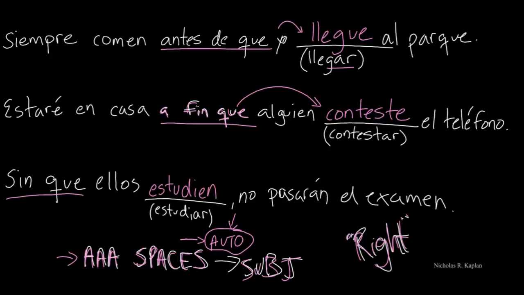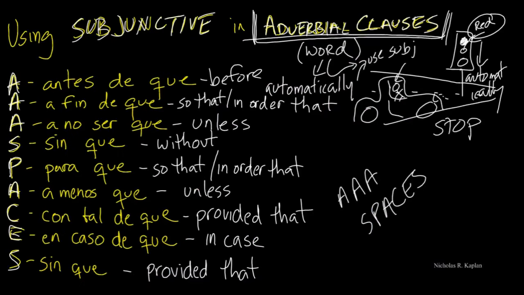Now these three examples were pretty easy because I set it up so that we would only use some of these words. And we remember that it happens in the space to the right of the verb. So when you're working with these adverbial clauses in Spanish, you automatically have to use the subjunctive. Just like arriving to that red light and you automatically have to stop, you automatically have to use subjunctive. So take some time and memorize your AAA spaces. There's really no way around it, but let's make our lives easy and just memorize AAA spaces.